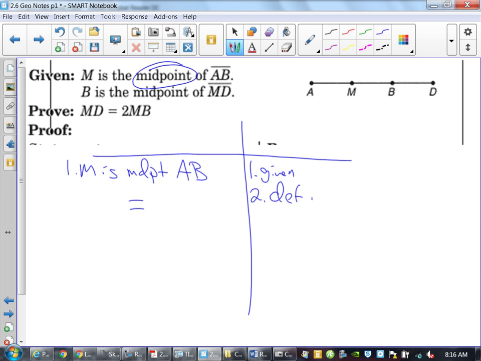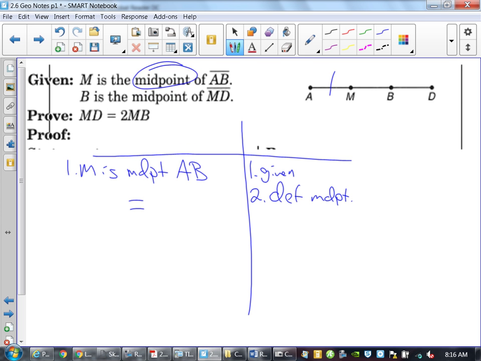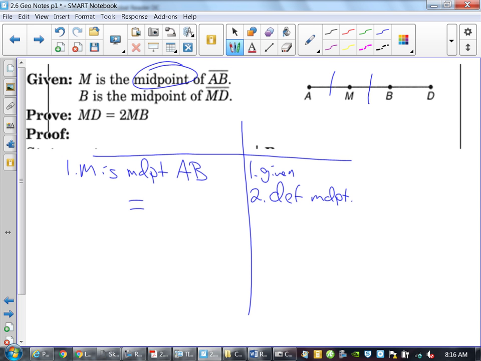Now what I have to do is figure out what two segments are equal to each other. If M is the midpoint of AB, AM has to equal MB. That's what it means. Whenever you have a proof, guys, and you have this right next to you, you're going to be reading this and going back to here. I have a midpoint. What does the midpoint say to do? Segment equals segment.